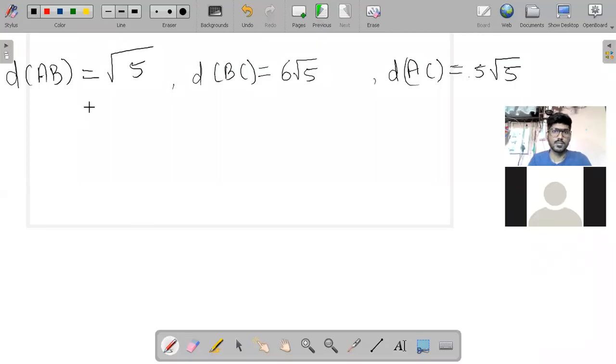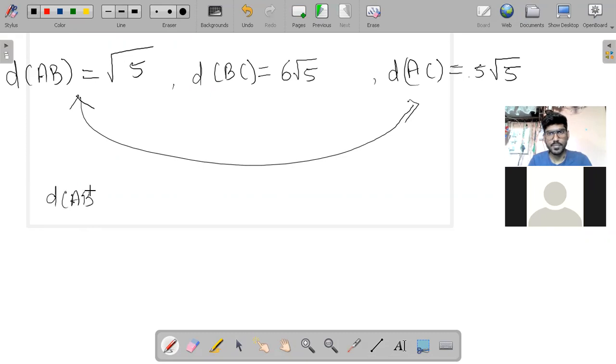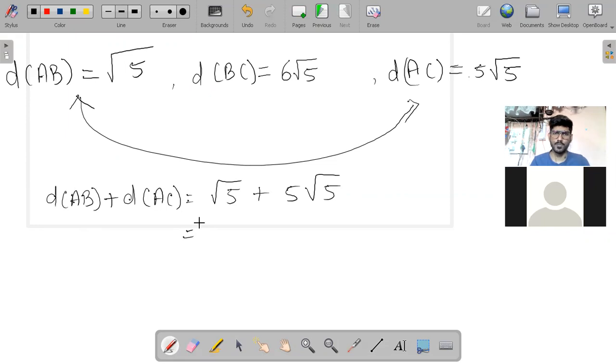Root 5 and 5 root 5. Correct. That is AB and AC. These are the two smaller distances. So you add them. So distance AB plus distance AC. So that is root 5 plus 5 root 5. How much will this be? 5 plus 5 root 5? 6 root 5.